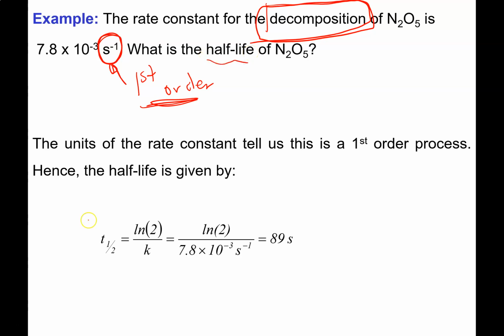So now it's relatively straightforward. To get the half-life, I've just got to use the half-life formula for a first order reaction, which is the half-life is equal to log 2 on k, and sure enough, there it is. It takes 89 seconds to halve under those particular conditions.